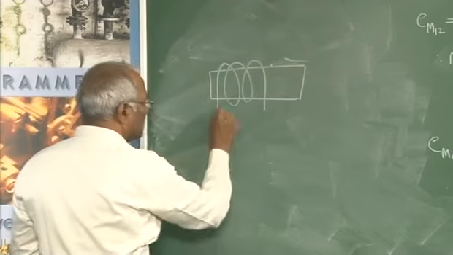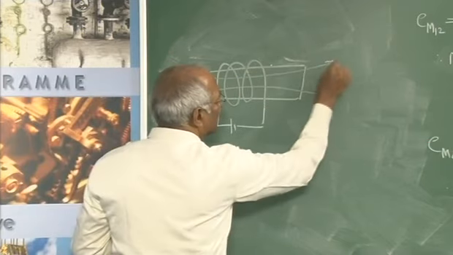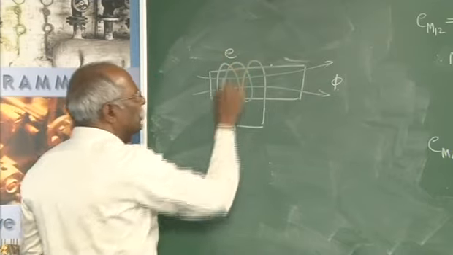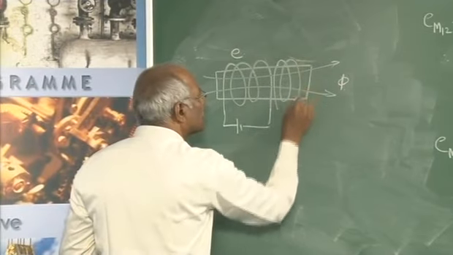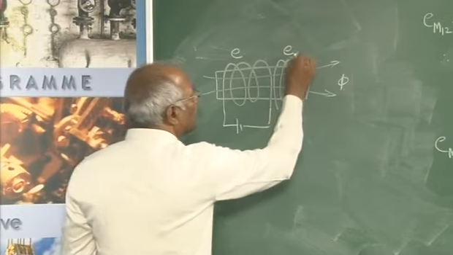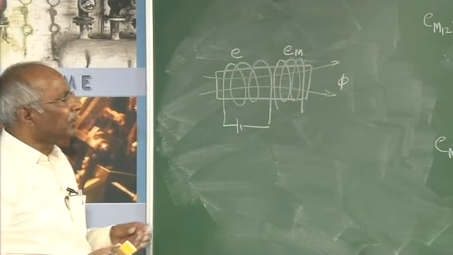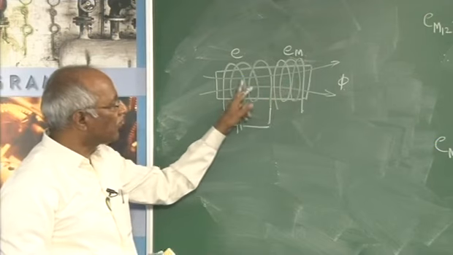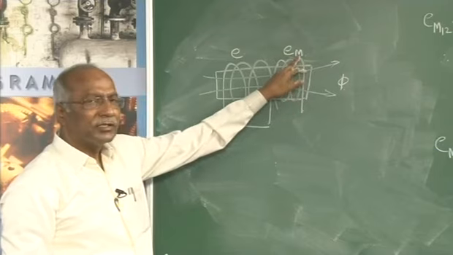When this is connected to a source, obviously it produces flux. The flux produced may be something like this. Obviously, there will be a self-induced EMF E. If I provide one more coil on this, then there will be an induced EMF here. That is called the mutually induced EMF. If all the flux produced by the primary is linking with the second, then what will be this induced EMF?